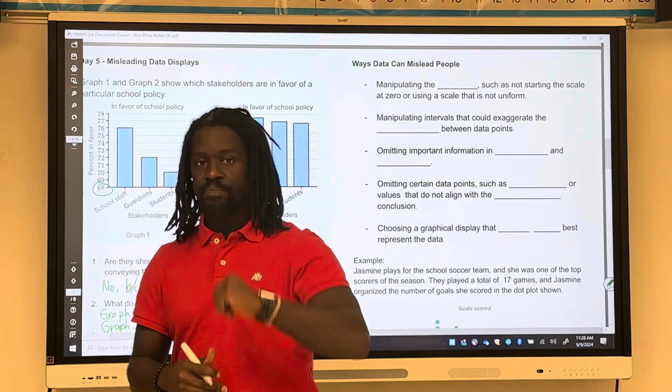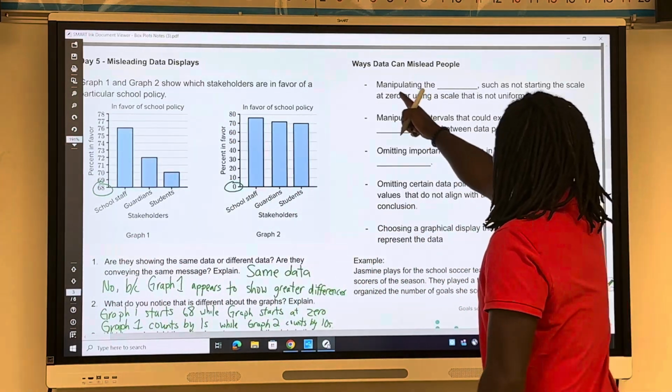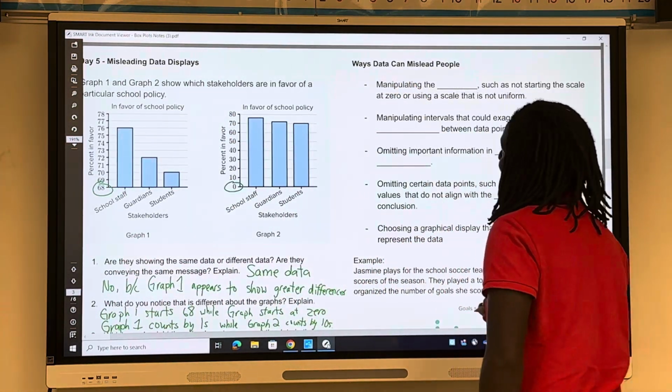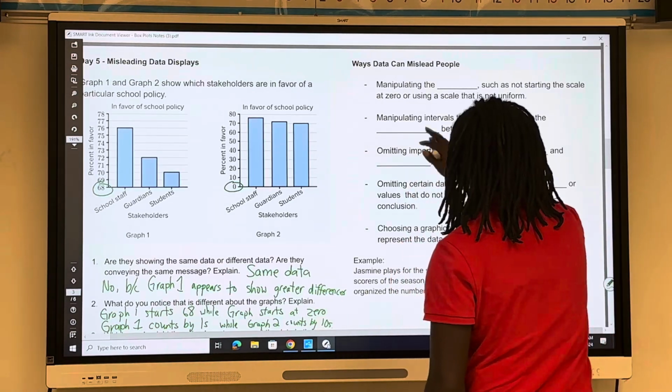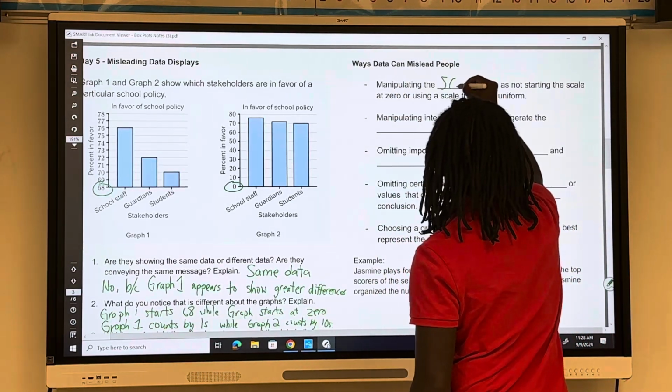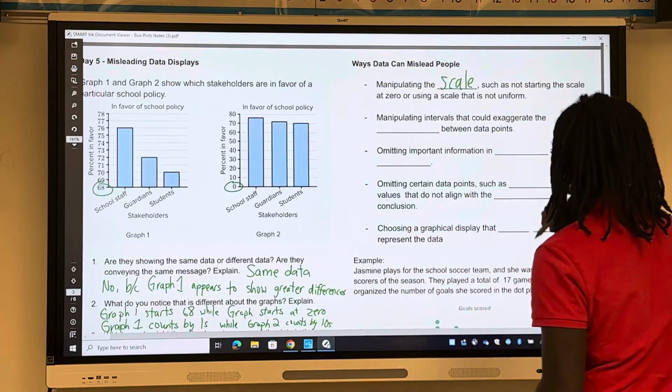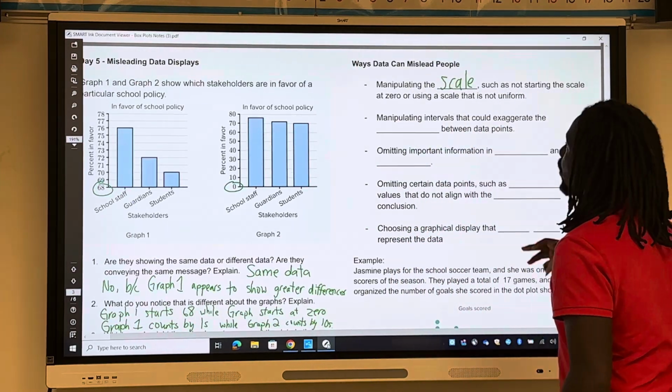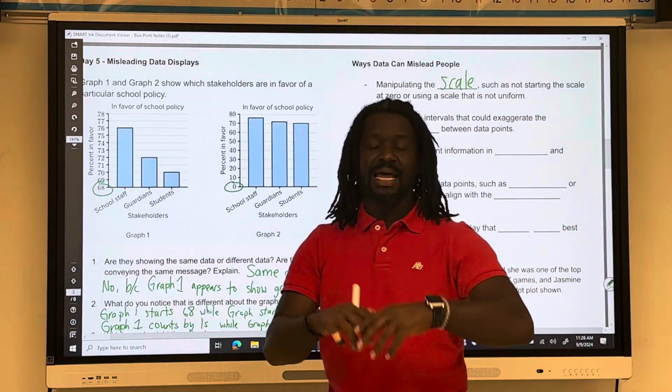All right, so here's some tips. One way that data can be misleading is to manipulate the scale, such as not starting the scale at 0 or using a scale that is not uniform.